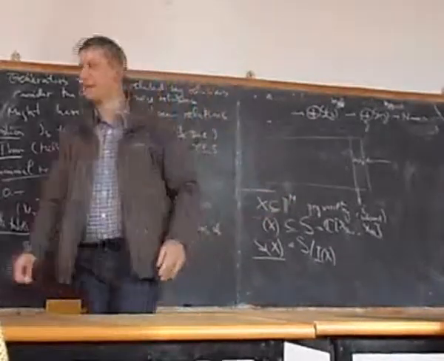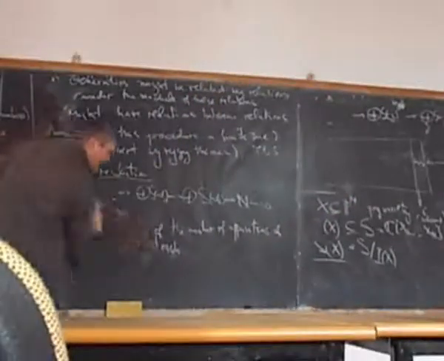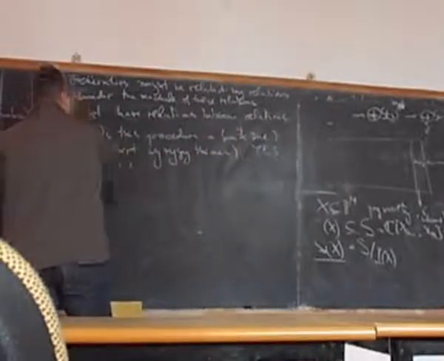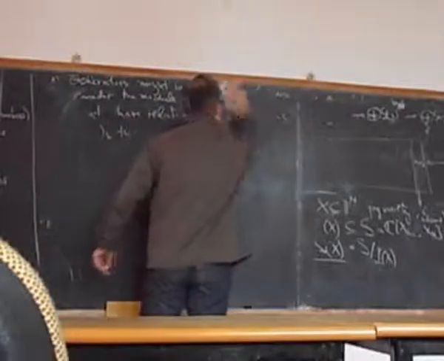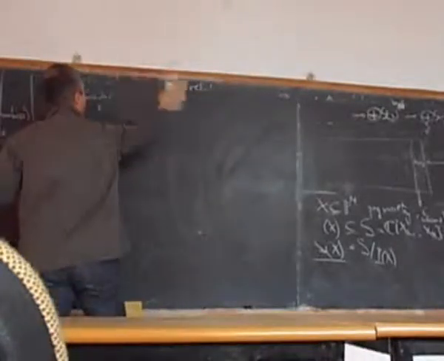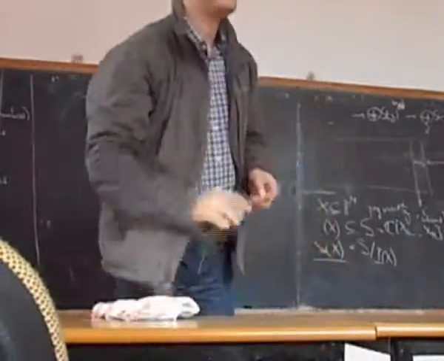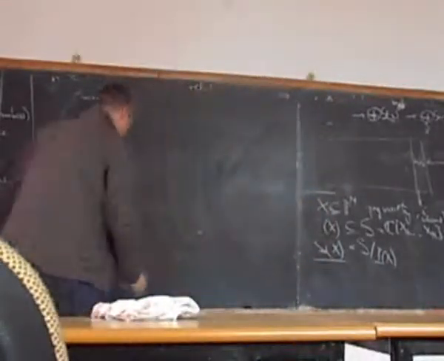So let's give an example. Let's take three points. Okay, so you take any homogeneous ideal in the polynomial ring, and you just take the corresponding module. Yes, exactly.